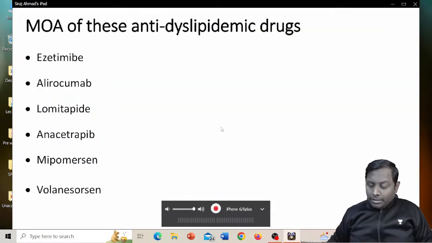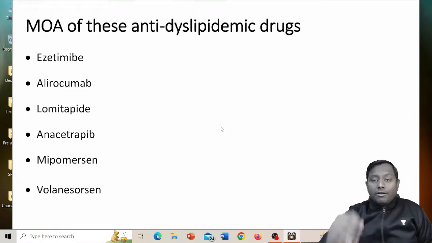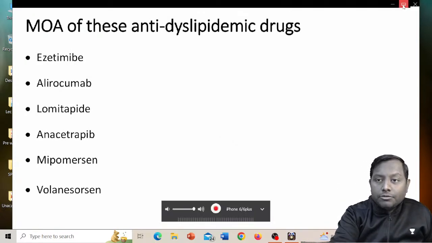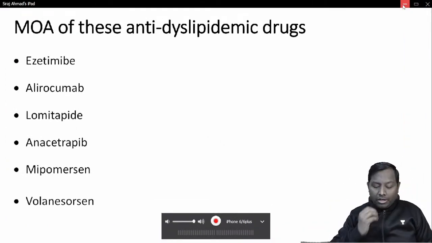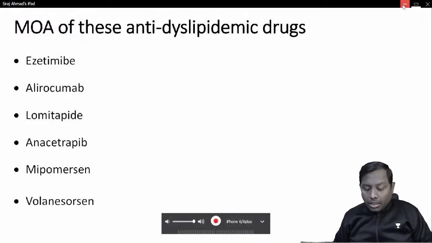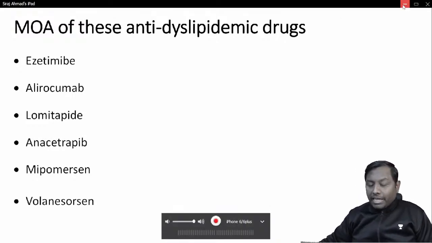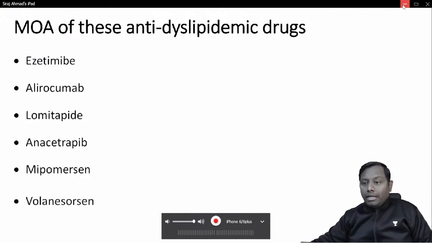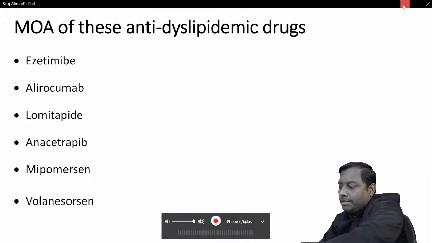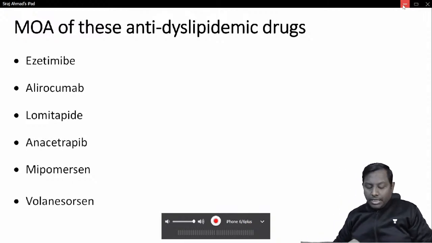Okay. So how do you remember the rho kinase inhibitor Fasudil? Fasudil sounds like fasa hua dil. They are the rho kinase inhibitor. Now, what is the mechanism of action of these anti-dyslipidemic drugs? So quickly, let's talk about these anti-dyslipidemic drugs.